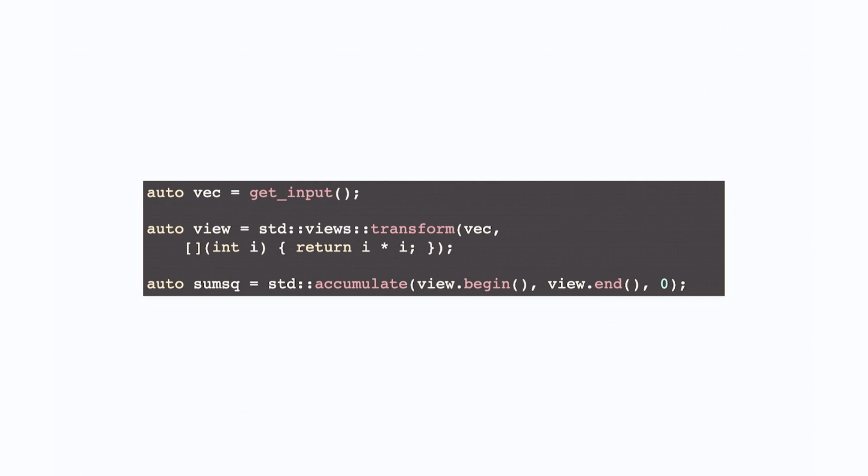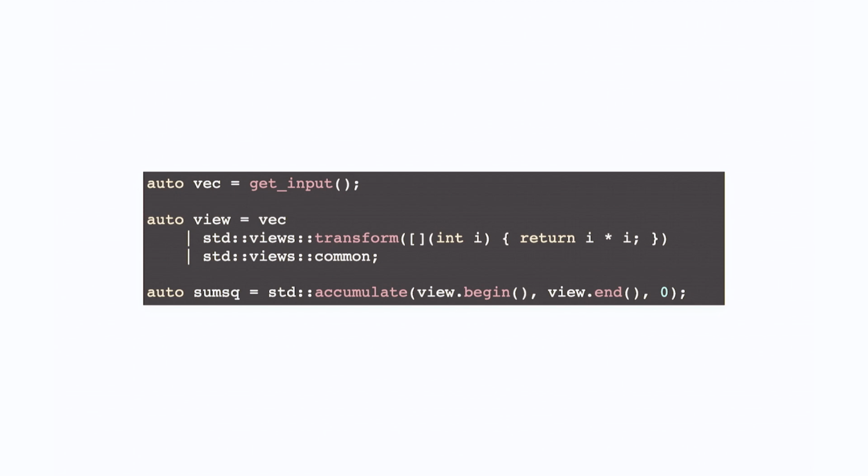Only in the call to accumulate, as we are iterating over this range, as we dereference the iterators, at the point of dereference, this transformation is going to be applied lazily as needed at the very last moment. As I say, like me, it's lazy, doesn't do it until it has to. So we can write it like this, using this function call syntax, views transform vec lambda. We can also do it like this, using the pipe syntax.